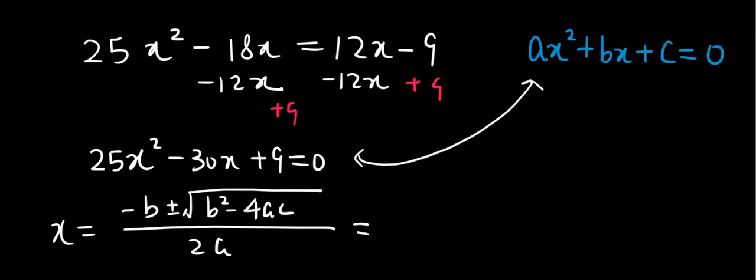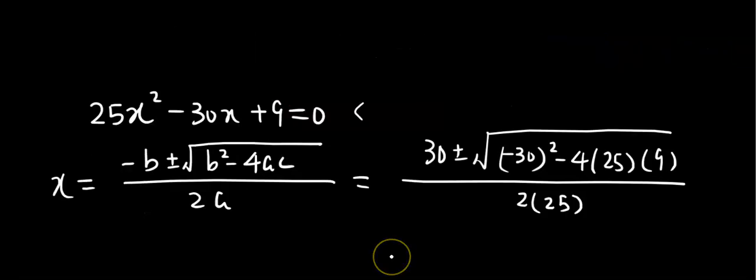Okay, pause this video, go ahead and substitute, see what you have. Okay, check your work, see if you substituted correctly. Negative b is negative negative 30, so it becomes 30. Now here is b squared. Make sure you write down negative 30, open and close parenthesis, squared. Then you plug in a and c, and at the denominator it's 2 times 25. Go ahead, clean it up. Simplify it.